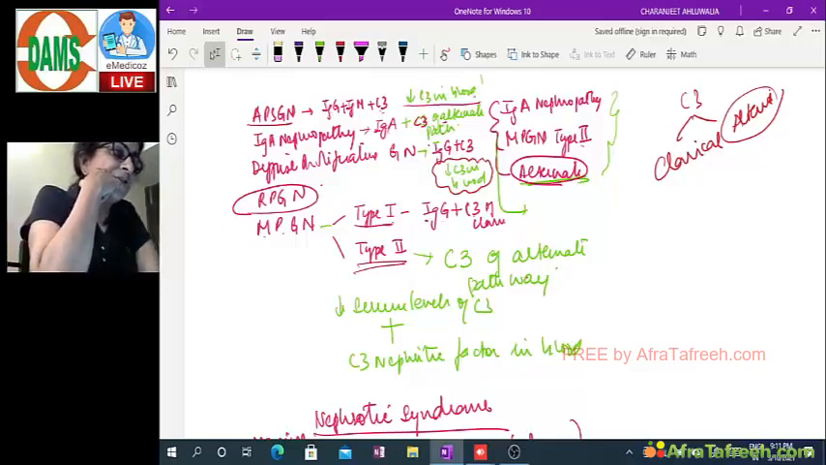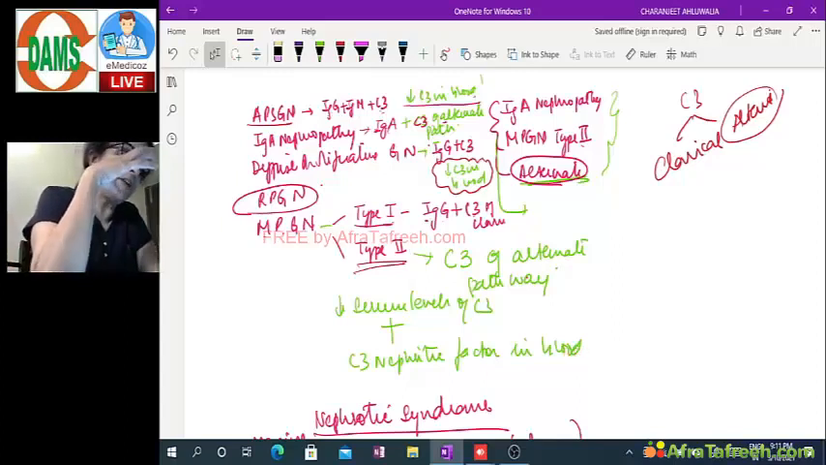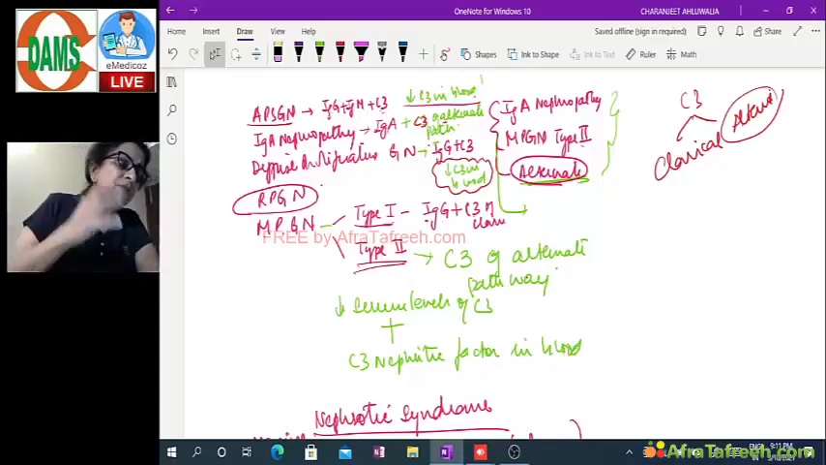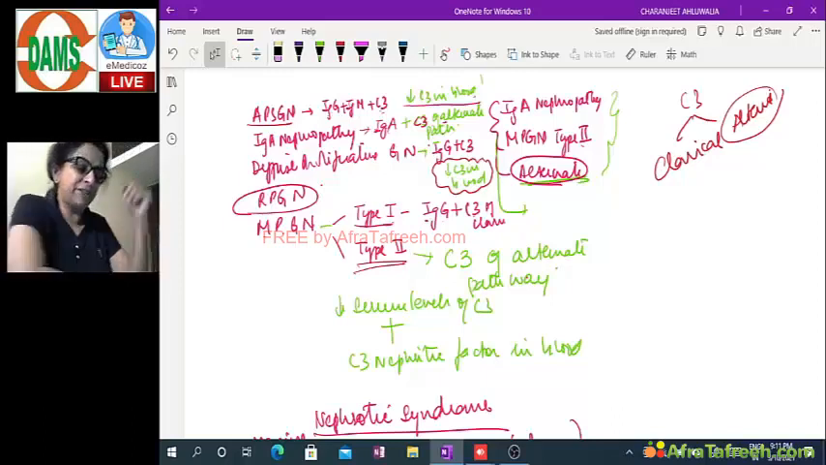So it is how much amount of C3 gets consumed. It has been observed that in these the amount of C3 consumed is much more. That is why the serum C3 level falls down.